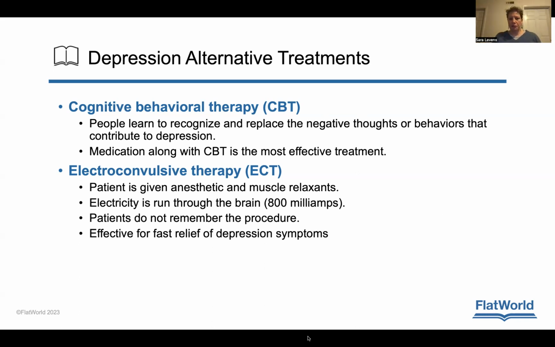Then you have some alternative treatments: electroconvulsive therapy, ECT. The patient is given an anesthetic and muscle relaxants. Electricity is run through the brain, and patients do not remember the procedure, and so it's disrupting all of that, which can honestly sound kind of scary. This is an invasive treatment, but patients don't remember the procedure, and it can actually be effective for a fast release of depression symptoms, and tends to be used when normal medications aren't working.